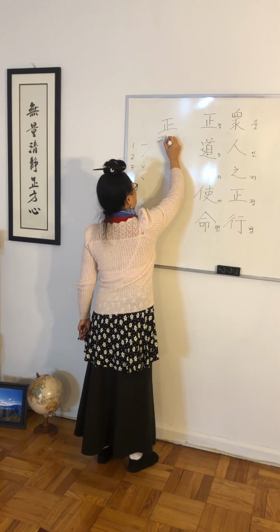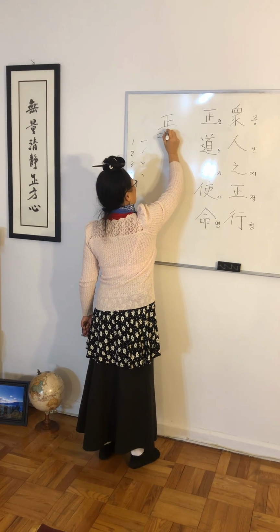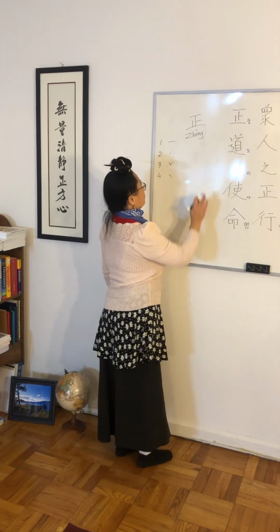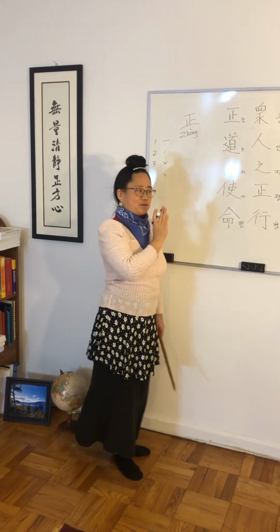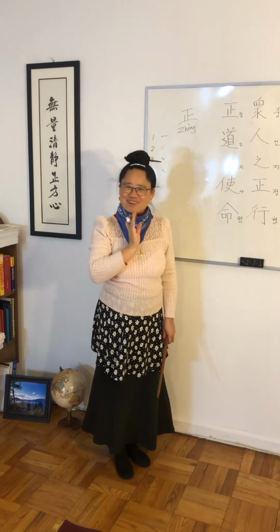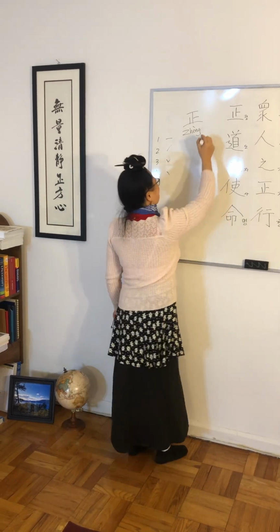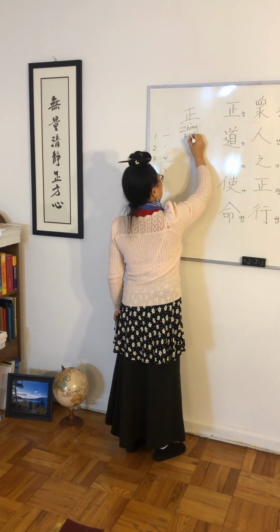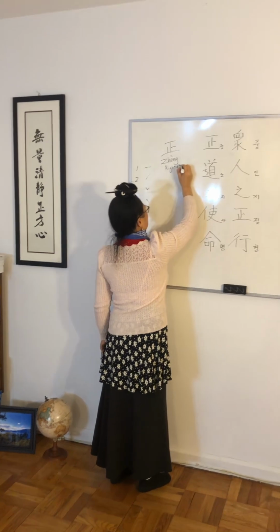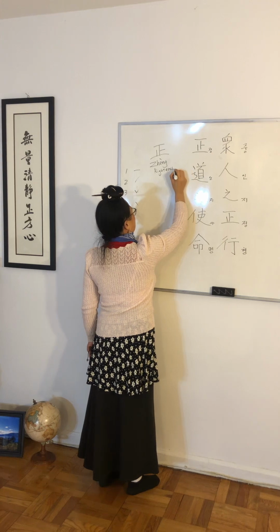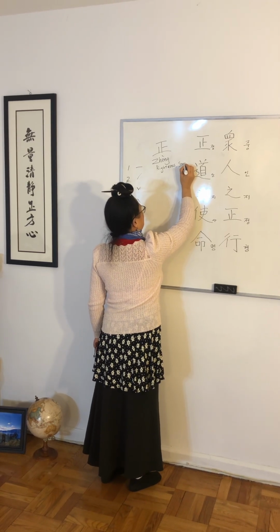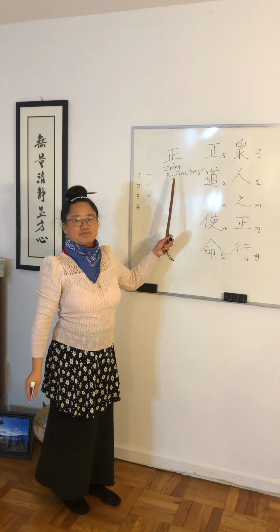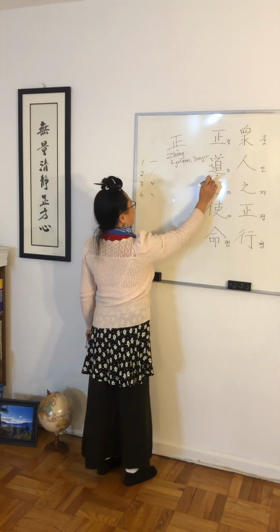This is a very beautiful word. 正. When you look at this word, you know it's very righteous. Righteous. Straight. 正.